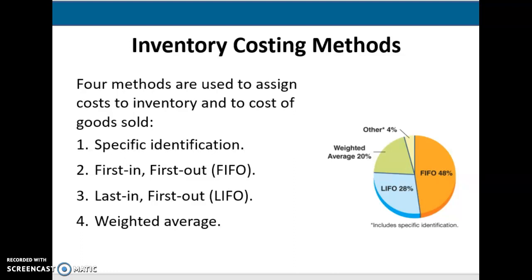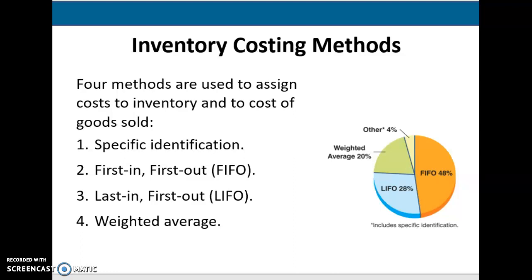So the other methods we'll look at for those valuations are what's called first in, first out, FIFO, last in, first out, LIFO, and weighted average. These are the four types of inventory costing methods that we have: specific identification, FIFO, LIFO, and weighted average. You'll see the pie chart here that shows the most common use is FIFO because FIFO results in the greatest net income.